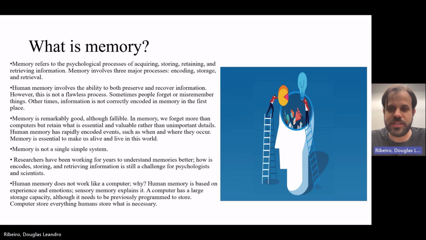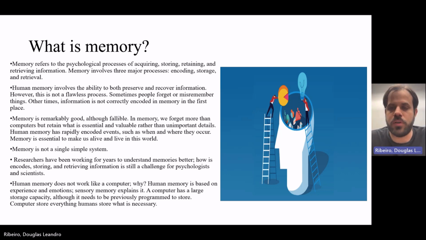Let's discuss a little bit what memory is. Memory refers to the psychological process of acquiring, storing, retaining, and retrieving information. Memory involves three major processes: encoding, storage, and retrieval. Human memory involves the ability to both preserve and recover information. However, this is not a flawless process. Sometimes people forget or misremember things. Other times, information is not correctly encoded in memory in the first place.